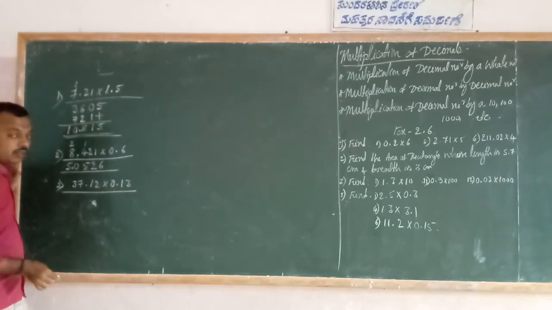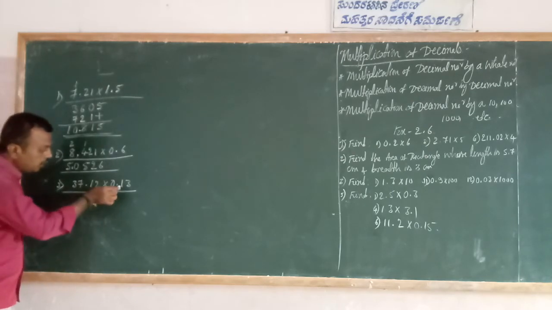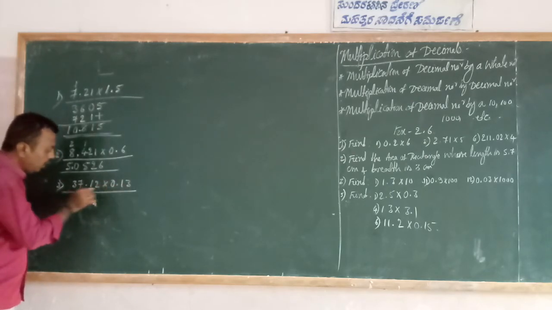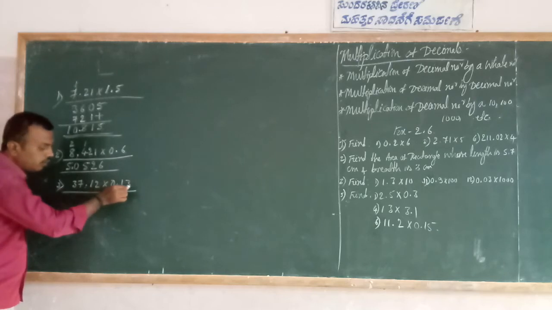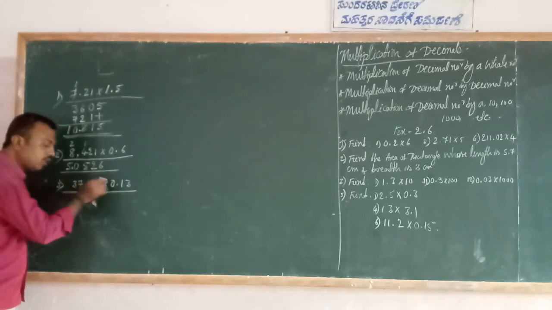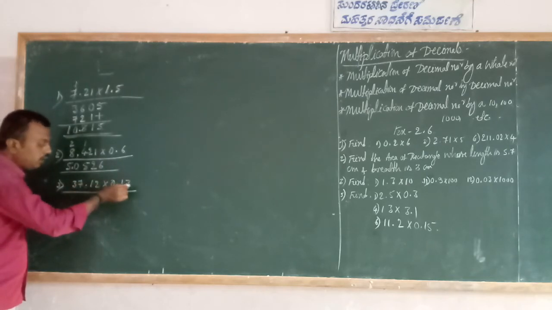37.12 into 0.13 is there. See students, here leave the point, leave it. So start from the unit place. 3 into 2, first you have to multiply by 3, then 1, after that 0. Okay. Next 3, you have to multiply 3.